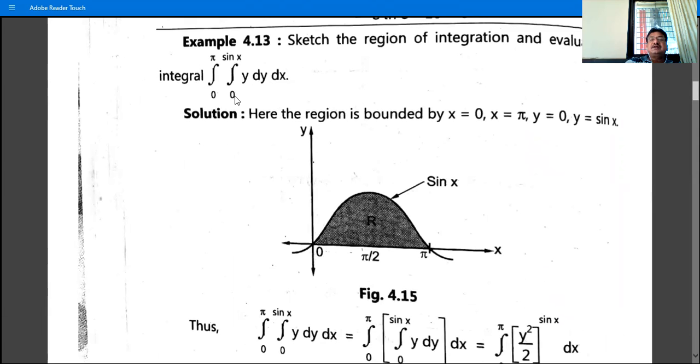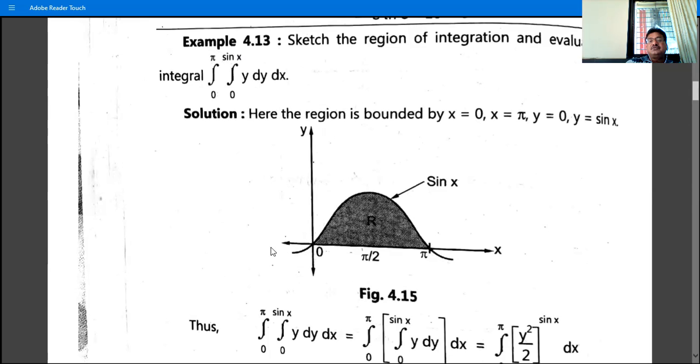The integrations are 0 to sin x. These 0 and sin x are the limits of y, because these are in terms of x, and 0 to pi is obviously the limit on x. So y is equal to sin x. y equals 0 means the x-axis, and y equals sin x. This is the graph of the sine function.